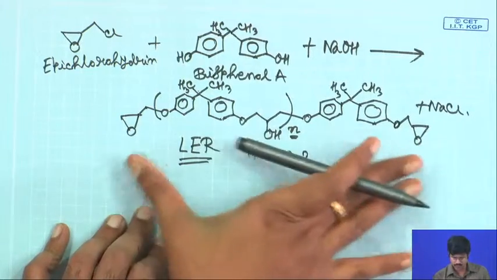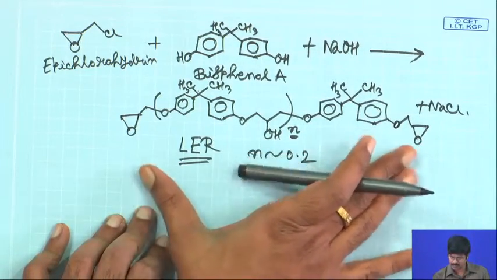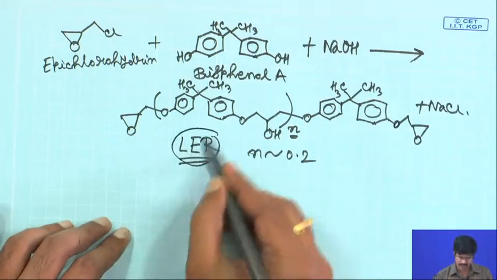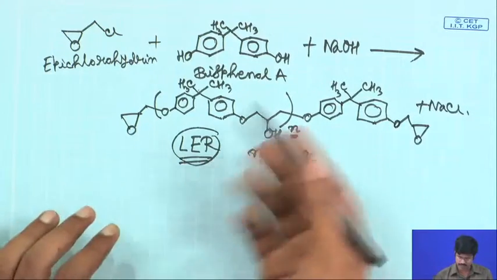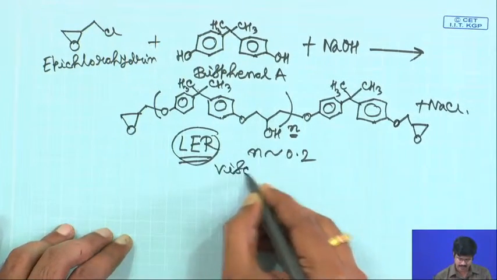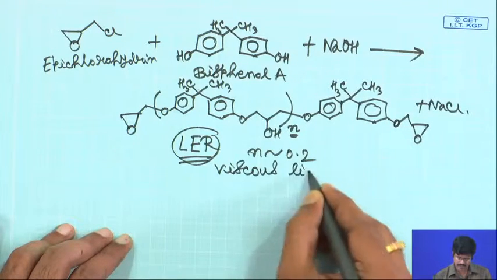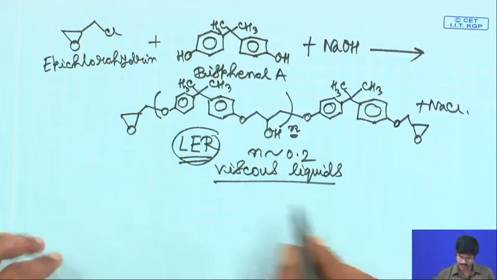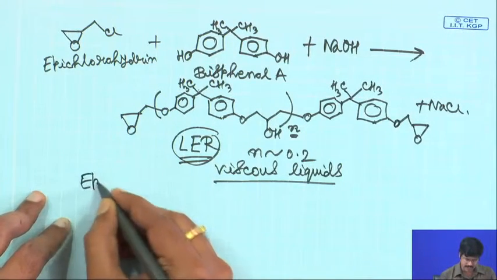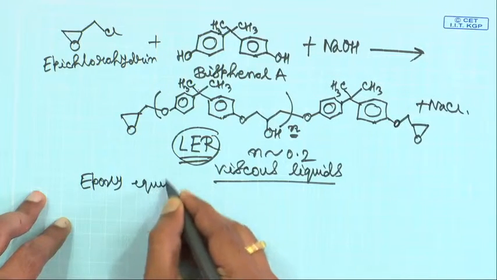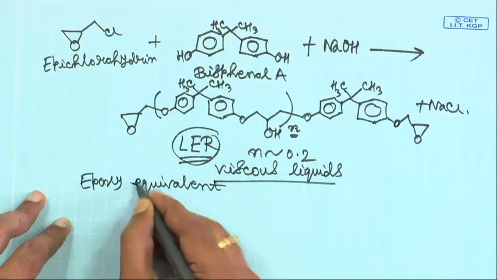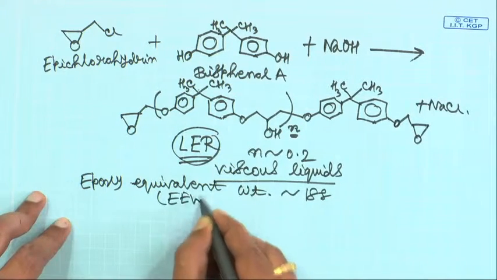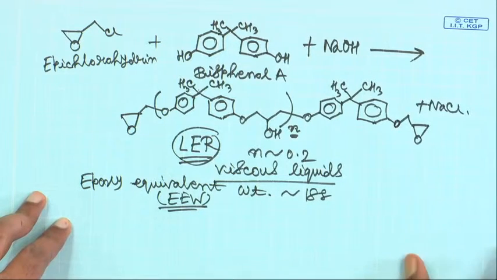So, this is typically mostly diglycidyl ether of bisphenol A. Now, as you can already suspect, typical commercial liquid epoxy resins are viscous liquids, the n value is very small, and their epoxy equivalent weight is around 188. What is this epoxy equivalent weight?